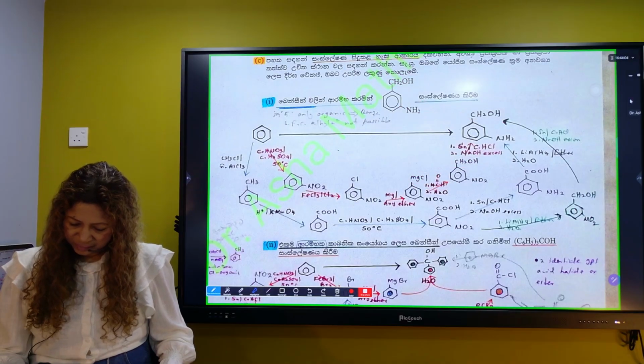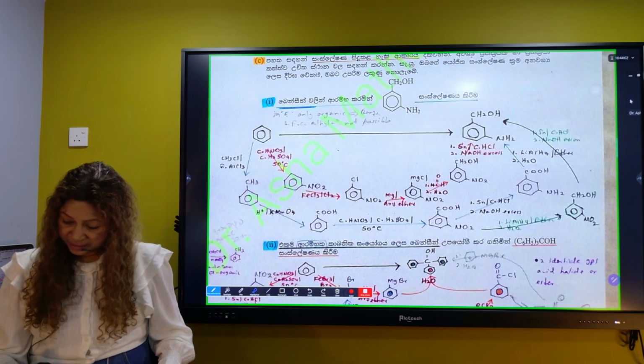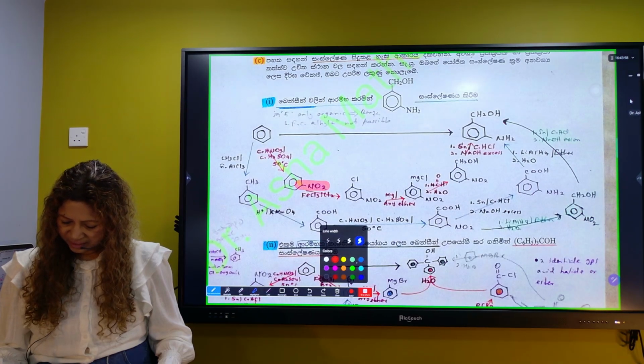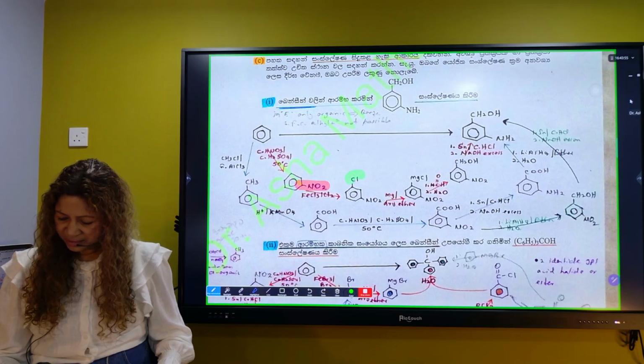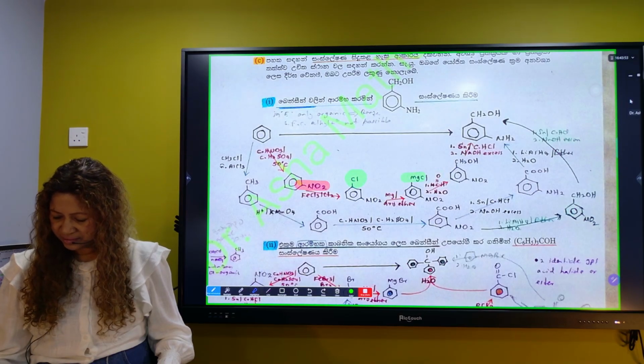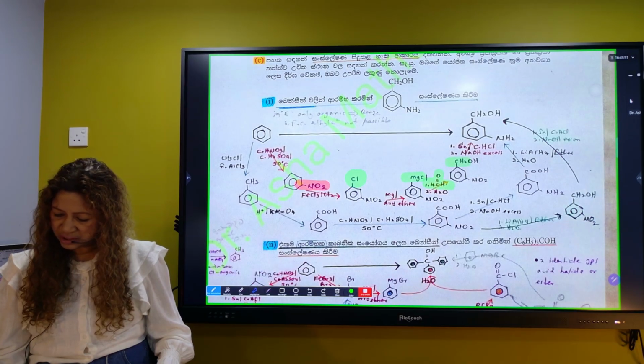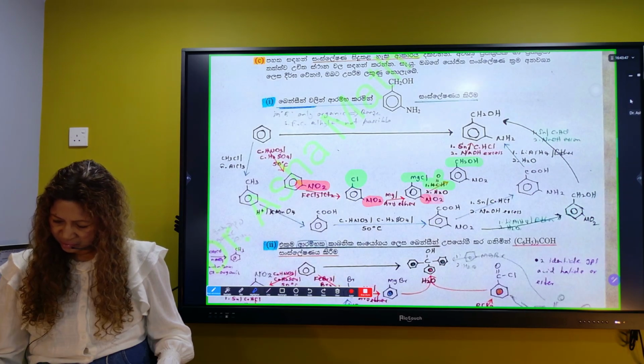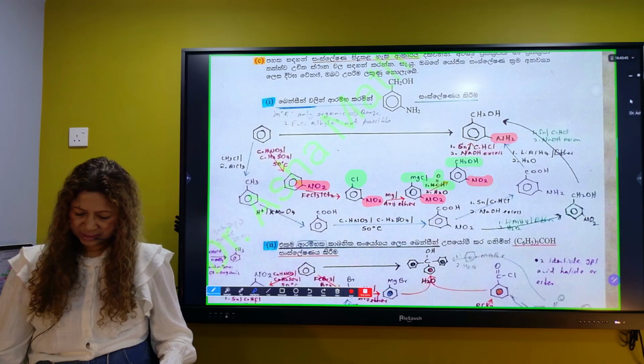So meta, therefore I'm going to join the meta one first. I'm just going to leave it. And then chlorine or bromine, then react to that formaldehyde, CH2OH. Just leave it as it is, and then this NO2 you are converting to NH2.